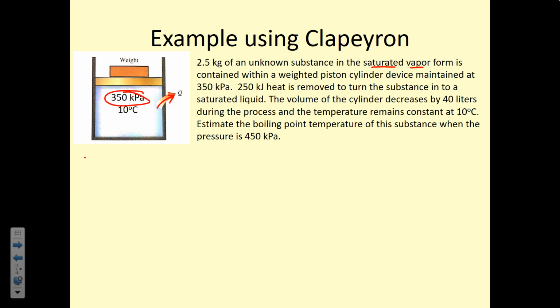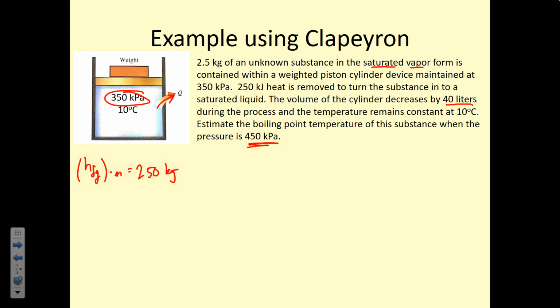So that would be like the H sub Fg times the mass is equal to this 250 kilojoules. The volume of the cylinder decreases by 40 liters during the process, and the temperature remains constant at 10 degrees Celsius. So this is an experiment that we're performing, trying to determine the boiling point of a substance when the pressure is different than what we're currently using. Okay, so this is a good experiment to do in order to figure out that information.